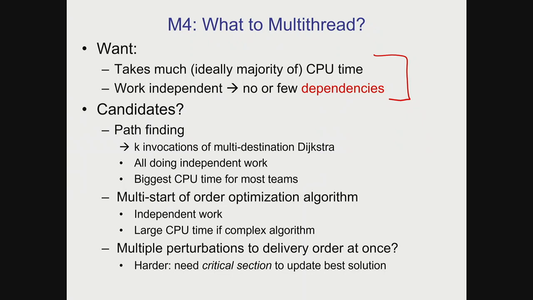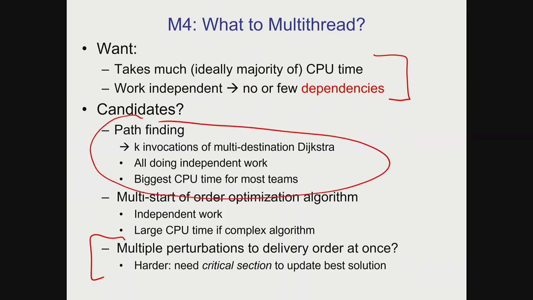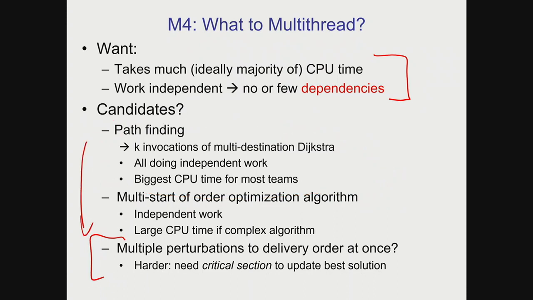That's a bit harder. It's doable, but if you want them to communicate the best perturbations to each other as they're running, you need something that we talk about in the tutorial called the critical section, which basically allows them to safely exchange data. So basically, this is your kind of best bang for the buck. Takes the most CPU time, and the work's truly independent. As we go down this order, the work actually gets a bit harder to organize. It's less independent, and probably you also have less total CPU time that you're going to gain back.